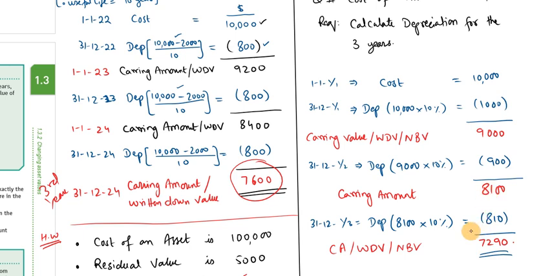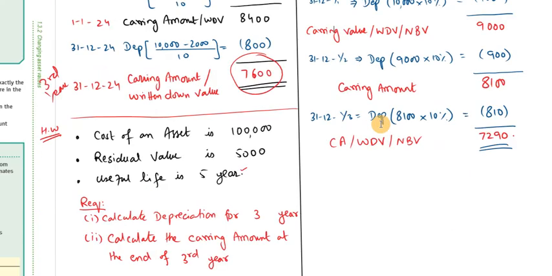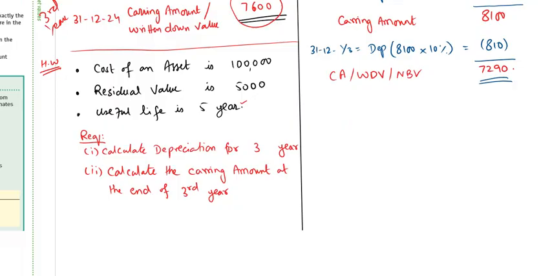So the asset depreciates more in the reducing balance method as compared to the straight line method. Okay. So this is the method to calculate depreciation in reducing balance method, and this was the method to calculate depreciation by using the straight line method. Okay. So this is your homework. You have to solve this question.